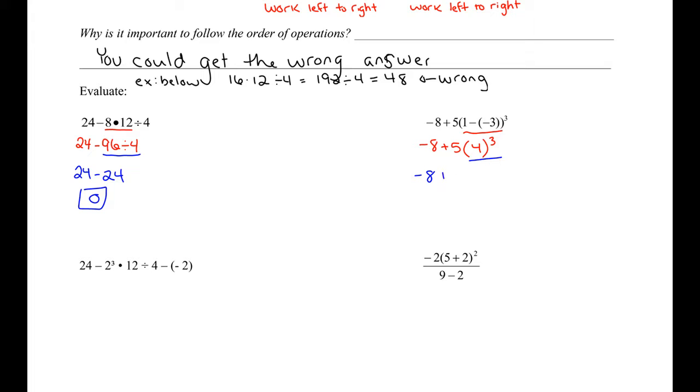Negative 8 plus 5 times 64, which is 4 cubed. I'm now looking for multiplication and division. These parentheses here indicate multiplication, so that'll be my next operation. I have negative 8 plus 5 times 64, which is 320. Which will lead me to my final answer of 312. Please try the next 2 examples on your own. We will go over them together in class.